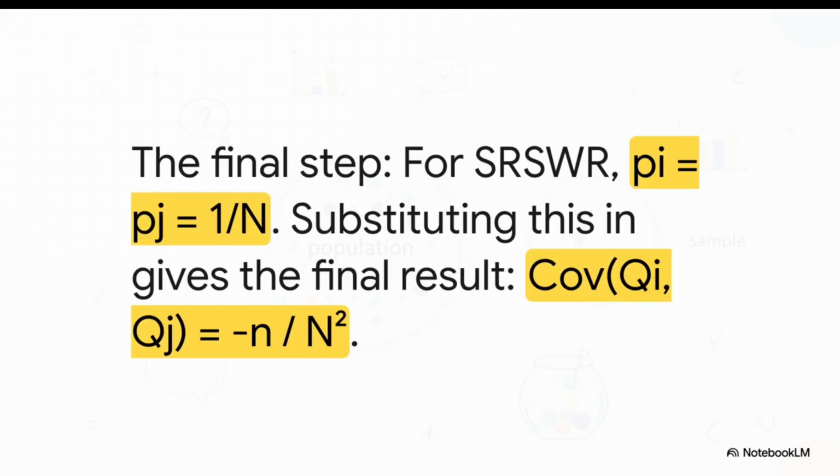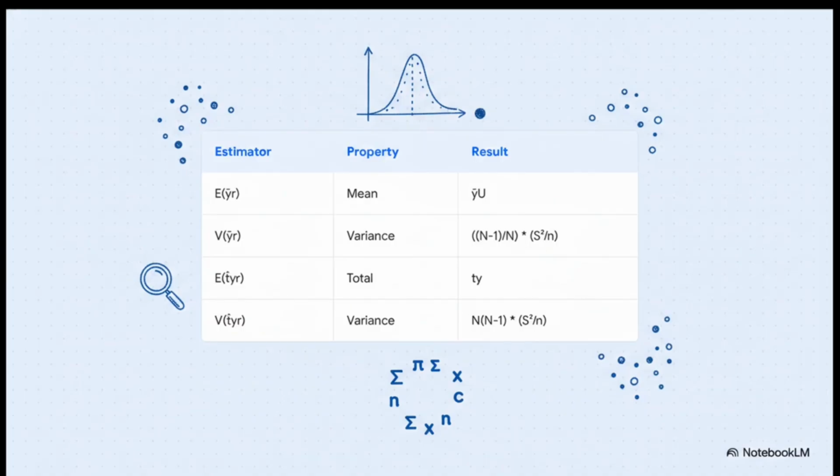And for the grand finale, that formula we just figured out works for any sampling probabilities. But we're in a special case, simple random sampling, where the probability of picking any single unit is always 1 over n. So we just plug 1 over n in for both pi and pj, and bam! We've just mathematically proven the exact formula we started with a few minutes ago. Pretty neat, right? So after all that math, what's the actual payoff?